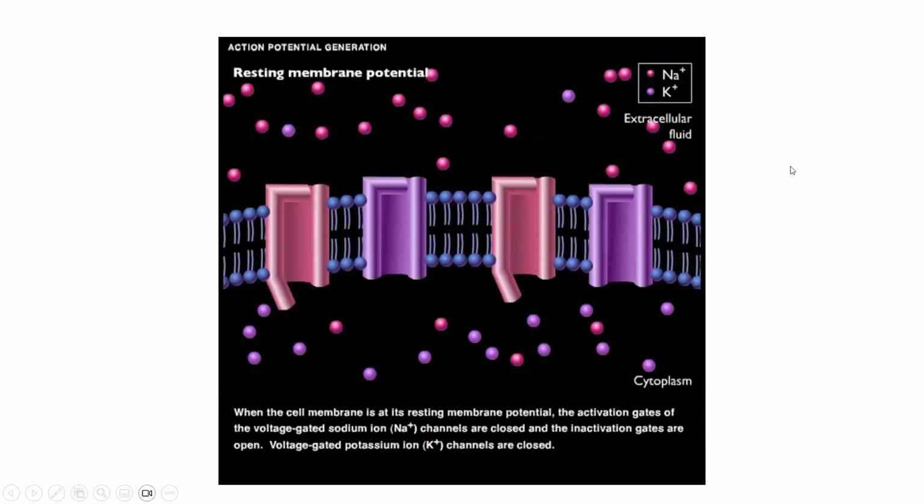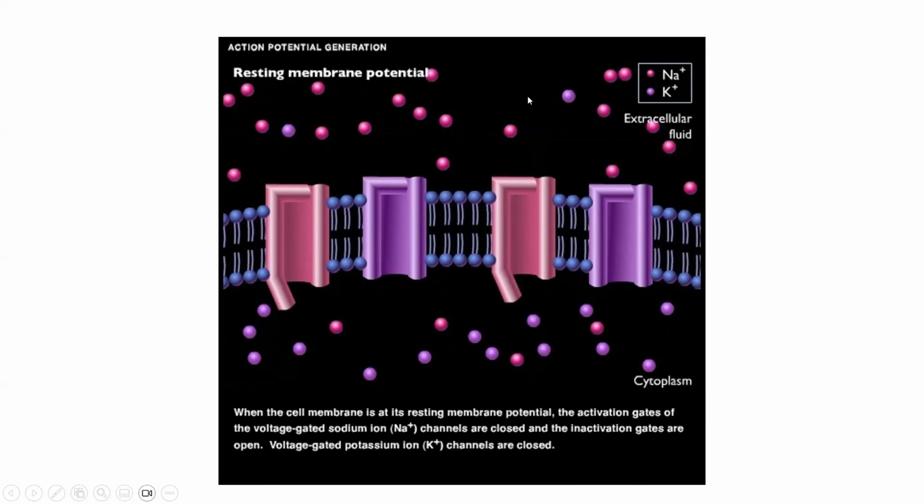So this is what our axon will look like at resting membrane potential. Sometimes you may see this abbreviated as RMP. And as we said, the two main ions that we're going to talk about are sodium and potassium. Each of these is a positive ion, but don't let that confuse you because the inner environment here is going to be negative. Our outer extracellular environment is going to be positive.